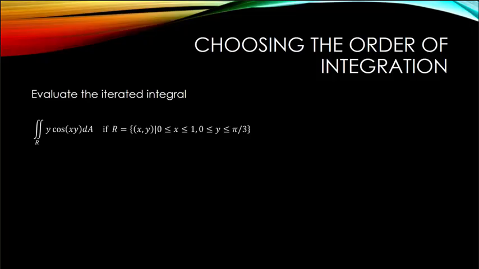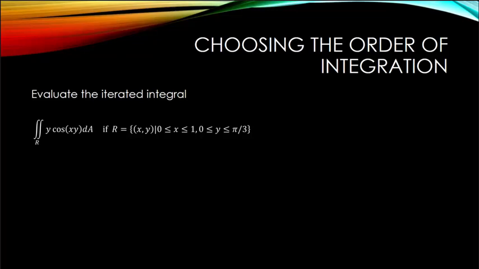I want to evaluate the iterated integral where I'm taking the double integral over the region R of y times cosine xy dA, if my region is all xy such that 0 is less than or equal to x, which is less than or equal to 1, and 0 is less than or equal to y, which is less than or equal to pi over 3.